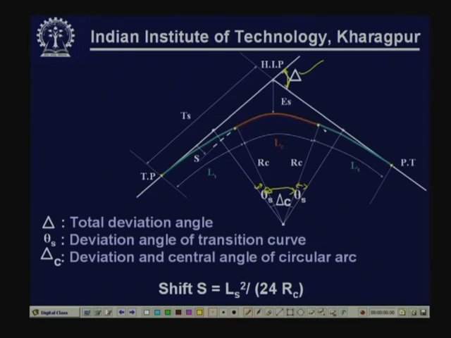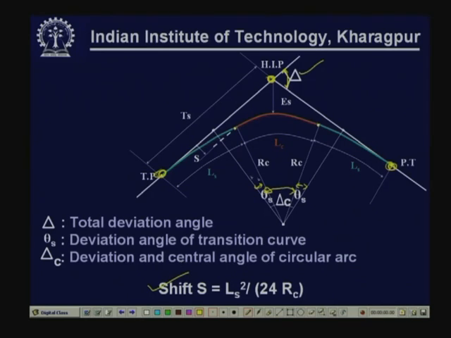The red portion is actually the circular curve, the green line shows the transition curves, and these are the tangent points. This is the horizontal intersection point. Okay. Now, obviously, all elements can be calculated. There are standard textbooks where all these materials are available. I am only mentioning the shift because it is often required to calculate the shift.